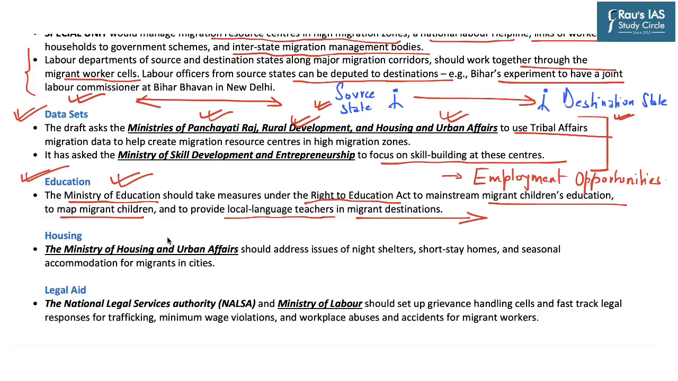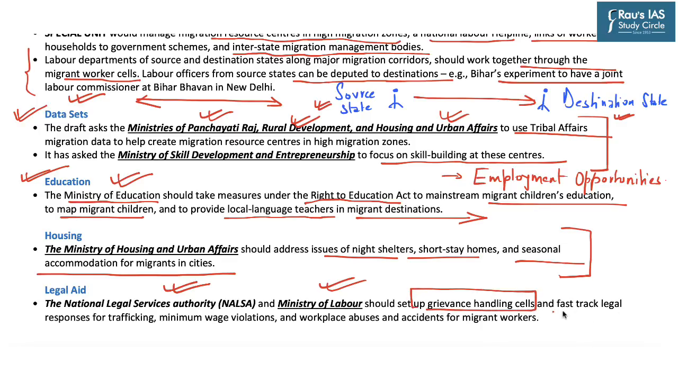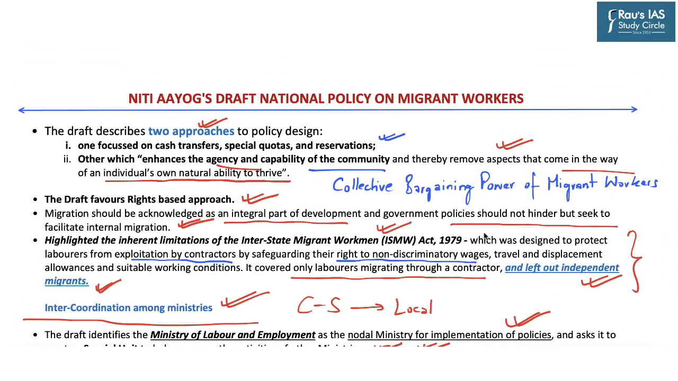Further, to address the issues of housing, the Ministry of Housing and Urban Affairs should address issues of night shelters, short stay homes, and also seasonal accommodation for migrants in cities. And regarding the legal help for such migrant workers, the National Legal Service Authority and Ministry of Labour should set up grievance handling cells and also fast-track legal responses to tackle issues of trafficking, minimum wage violations, and also workplace abuses and accidents for migrant workers. So these are some of the suggestions which have been provided by NITI Aayog's draft national policy on migrant workers.